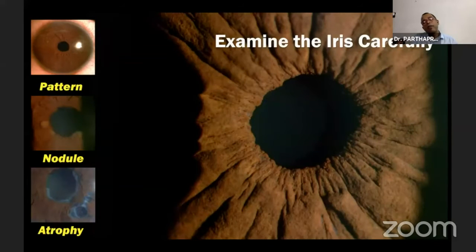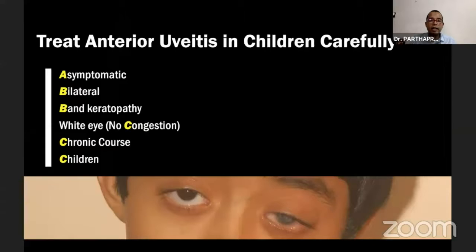Next important point I want to highlight: always pay attention to the iris. This tissue can give you a lot of information. For example, here on the right-hand side, you can see this pattern can lead you to the diagnosis of Fuchs uveitis. The second one, the iris nodule, can give you the clue that it's a granulomatous uveitis. The third one, atrophy of the iris, can give you a clue that you may be dealing with a viral uveitis.